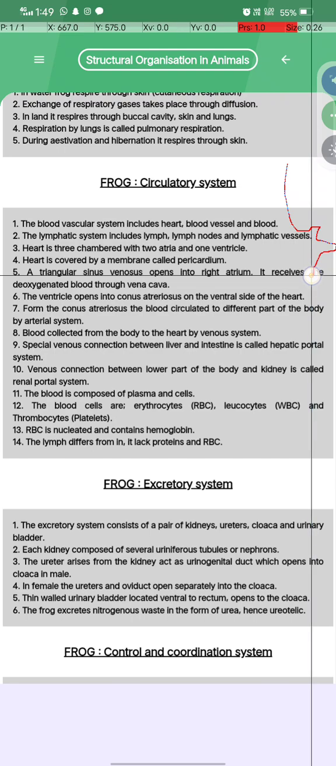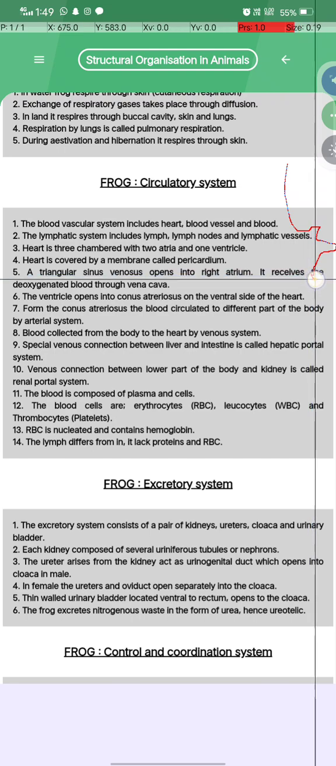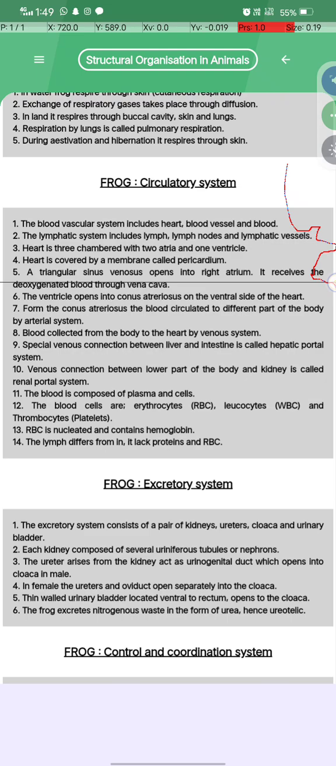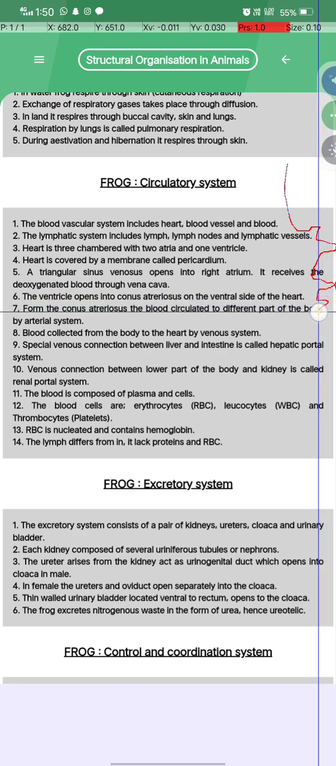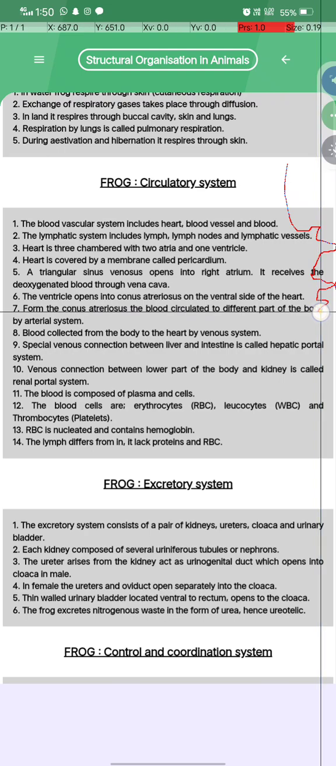A triangular sinus venosus opens into the right atrium, and it receives the deoxygenated blood through the vena cava. The ventricle opens into the conus arteriosus on the ventral side of the heart, and the blood is circulated to the different parts of the body through the arterial system.